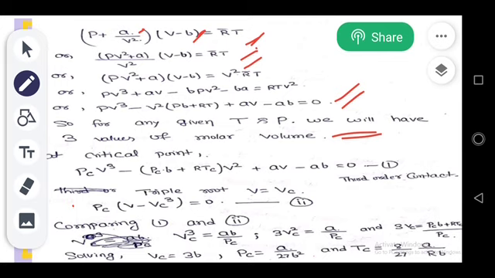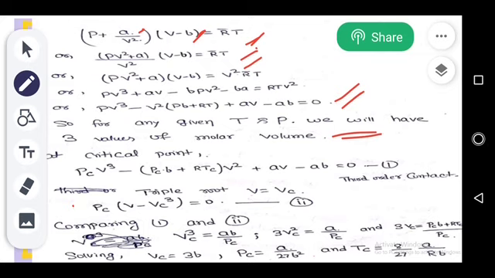And at the critical point, if you remember this, it is the point where we cannot differentiate between gaseous phase and liquid phase, right? We cannot differentiate it. It is just a point on a vapor dome. So at that critical point, P becomes equal to P critical, and your temperature is also going to be T critical. So we will solve this equation, and we will get root V is equal to Vc.